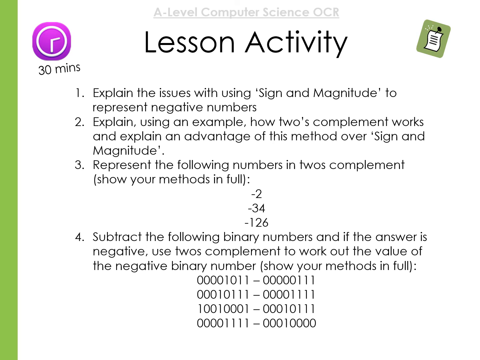And I want you to complete this task. Number 1, explain the issues with sign and magnitude. Number 2, using the example, show how 2's complement works and explain an advantage of this method. Number 3, represent the following numbers in 2's complement. Remember to make sure you show your working in full. And then number 4, subtract the following binary numbers.